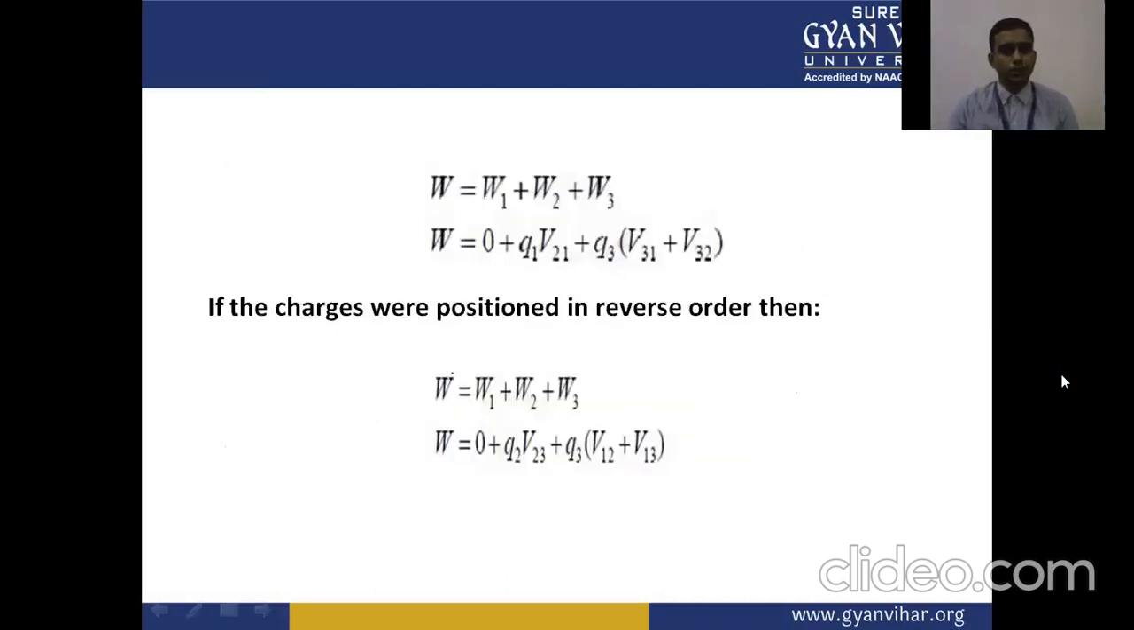Here the work done by charges Q1, Q2, Q3 is W1 plus W2 plus W3. W is equal to 0 plus Q2 V21 plus Q3 (V31 plus V32). If the charges were positioned in the reverse order, then the total work done by charges Q1, Q2, Q3 is W1 plus W2 plus W3 equal to 0 plus Q2 V23 plus Q1 (V12 plus V13).